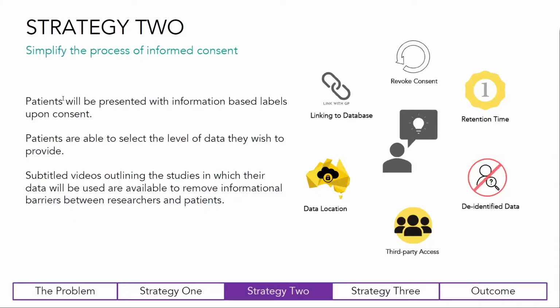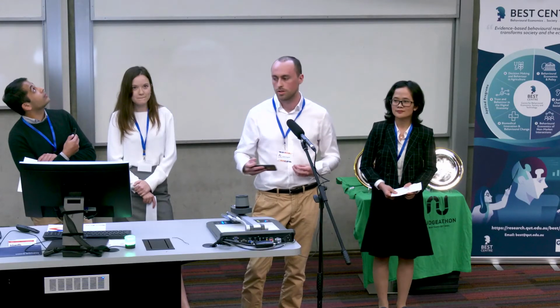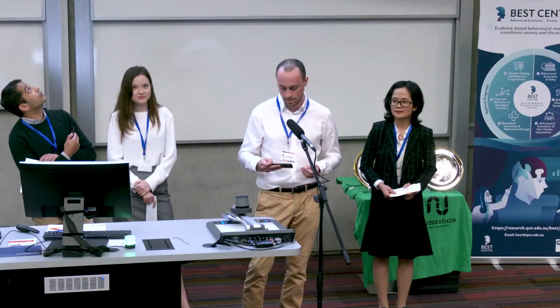So consequently, we have developed a system of information-based labels aimed at notifying participants of the most crucial elements involved in the consenting process. We have focused on providing visual aids showing whether they can revoke consent, the retention time of their information, whether the information is de-identified, who has access to it, where it's stored, and whether it's linked to any outside databases. Furthermore, if need be, more in-depth information will be able to be acquired if they hover over or click through to these labels.